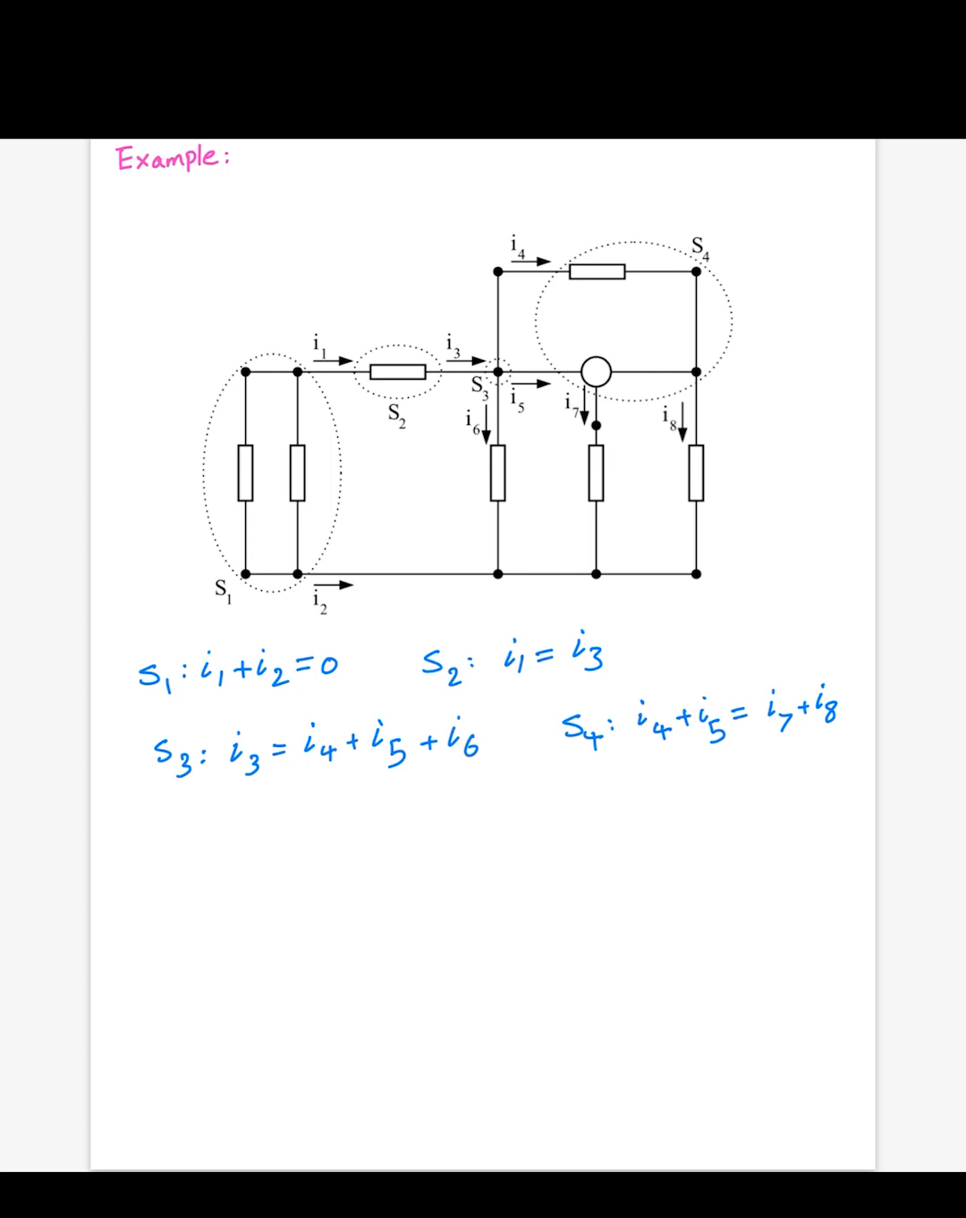So in general, KCL says that the amount of currents that are entering the Gaussian surface is equal to the amount of currents leaving the Gaussian surface.